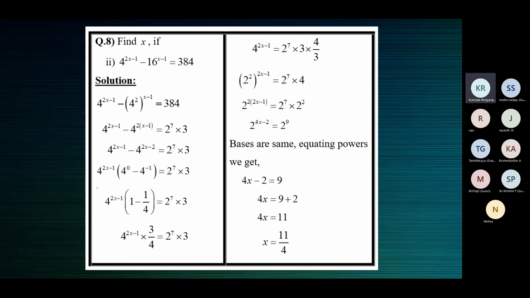Then we have to multiply this and this. This minus sign you can see here. Then we have to multiply these two. So 4 to the power 2x minus 1 into 4 to the power minus 1. Bases are same and it's multiplication, so we have to add the powers, write the base as it is, add the powers: 2x minus 1 minus 1. So 4 to the power 2x minus 2 is the second term.